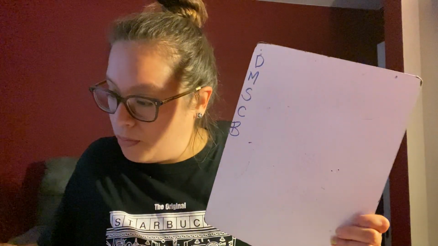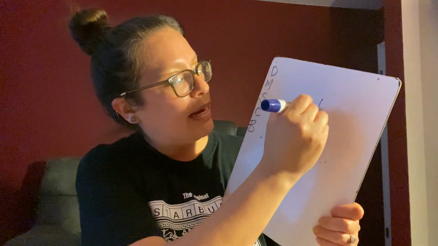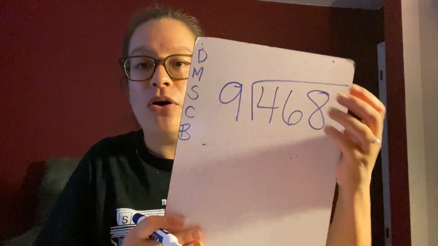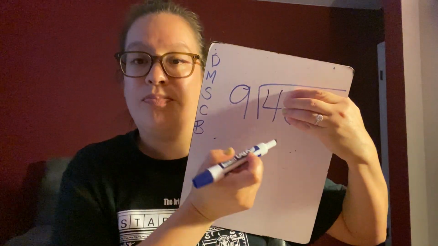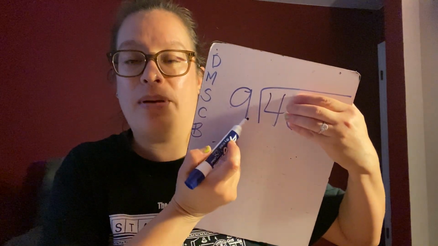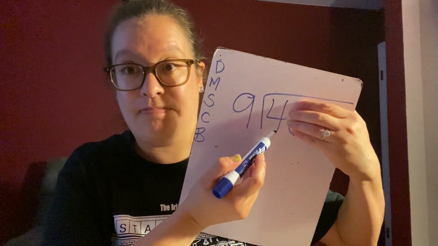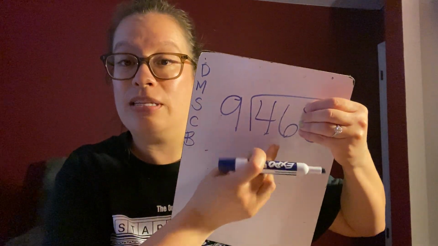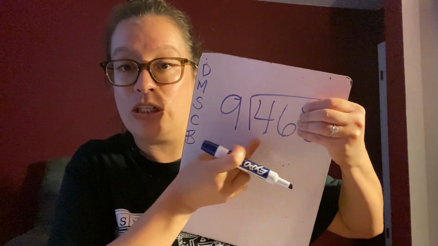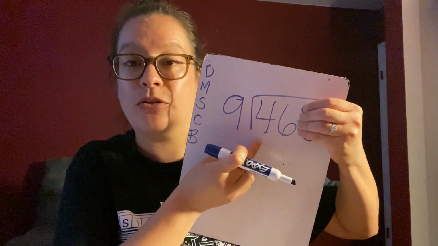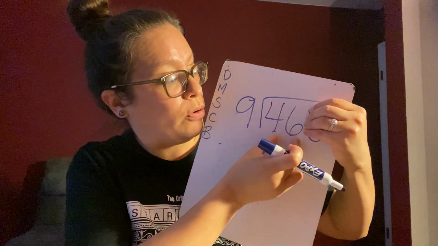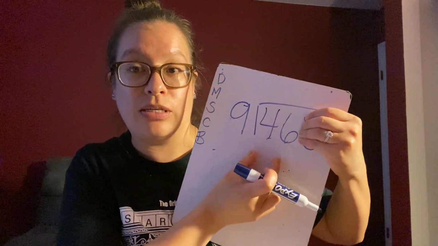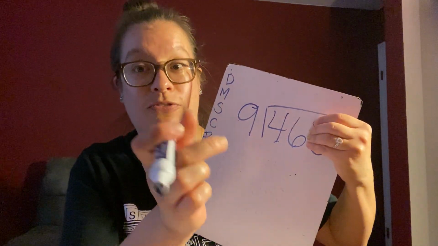All right, so 468 divided by 9. All right, same thing, digit by digit. 4 divided by 9. First of all, can 9 go into 4? No. So then I move over and use this as a whole number, which would now turn into 46. So my new division problem, 46 divided by 9. 9 times what number gets you closest to 46 without going over? 5. Great.